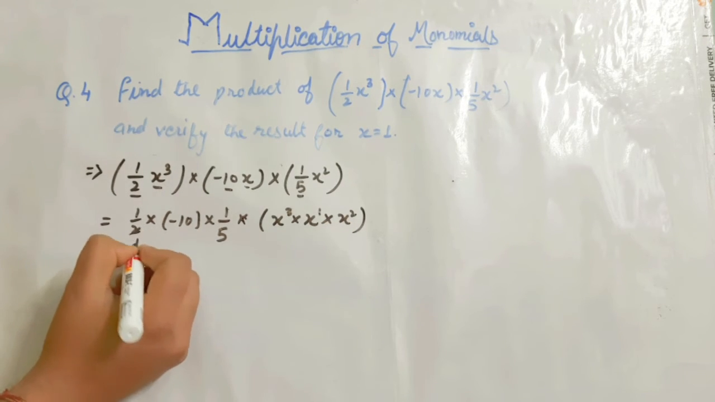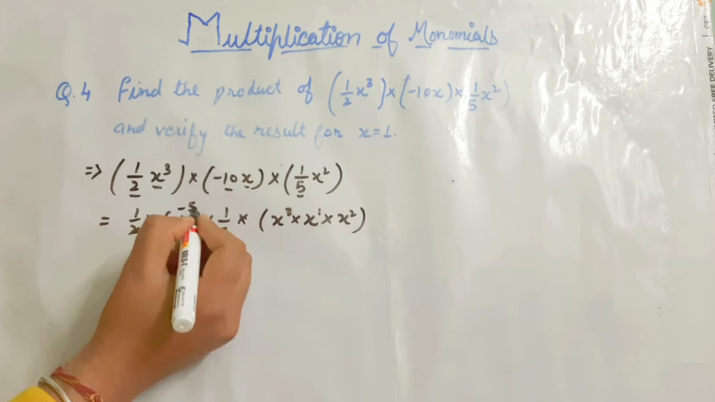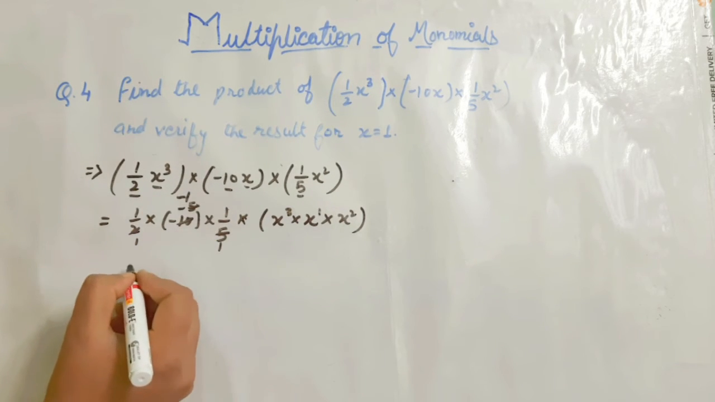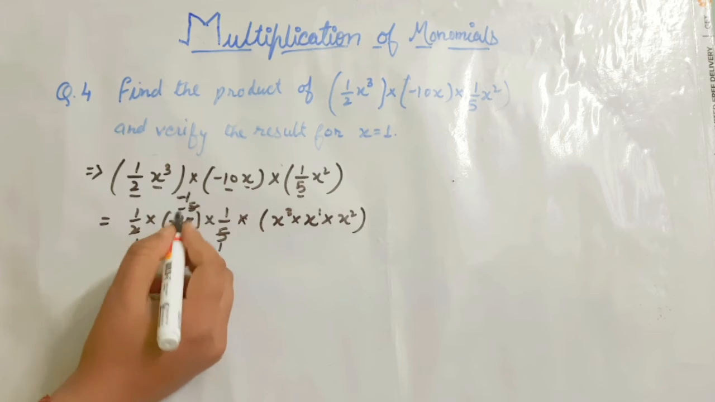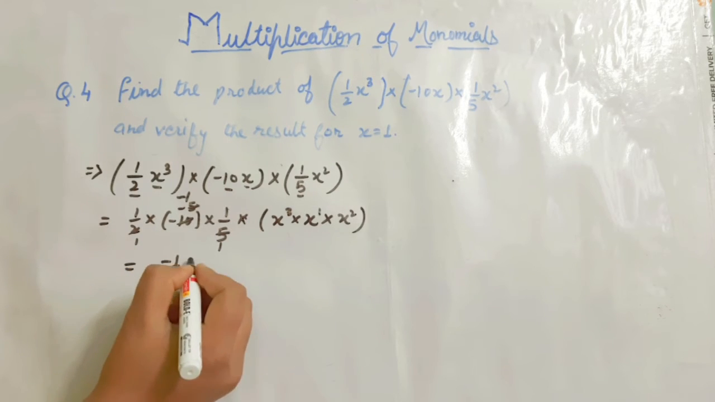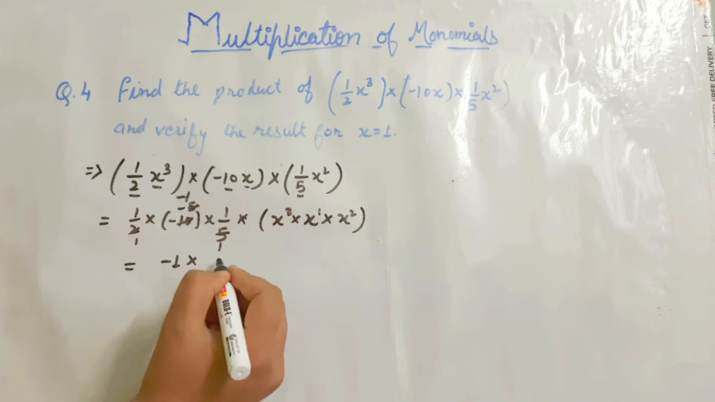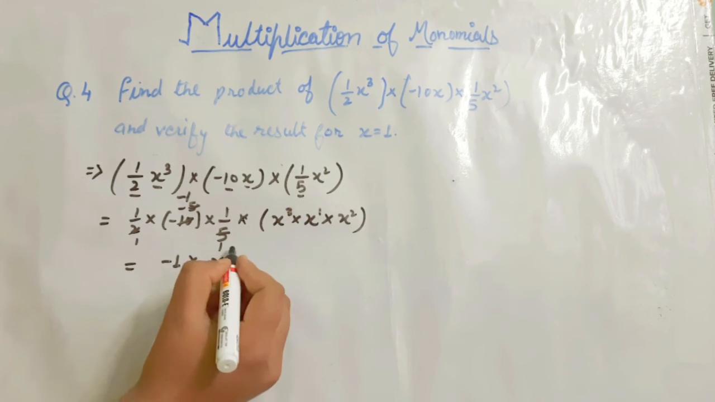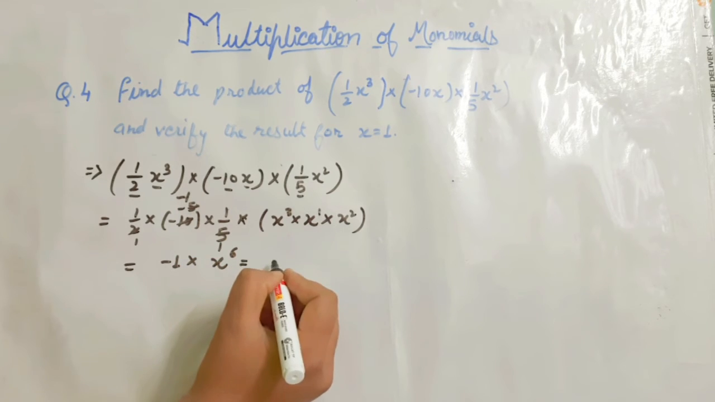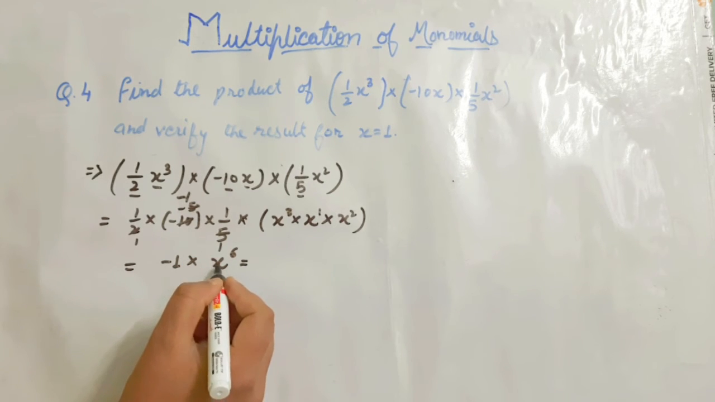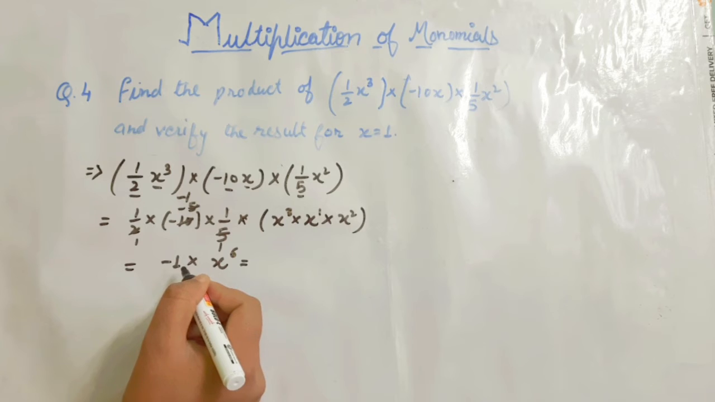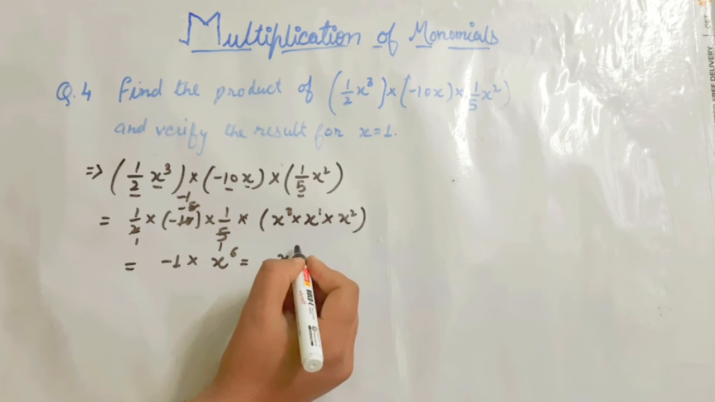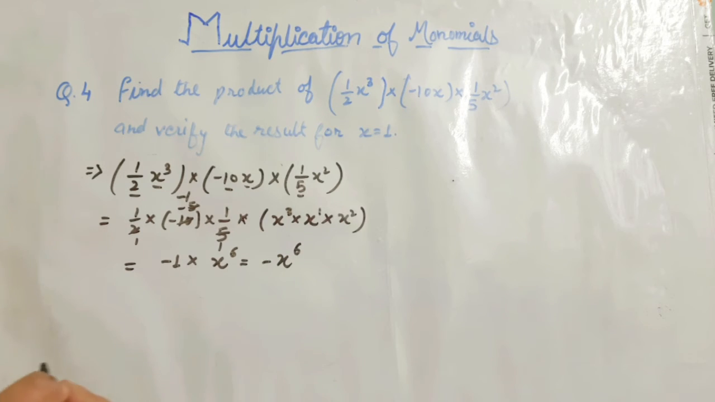Simplify it now. 2 ones are 2, 2 minus 5s are 10 and 5 ones are 5, 5 minus 1s are minus 5. So 1 ones are minus 1 multiplied by x raised to power 3 plus 1, 4 and 4 plus 2, 6. So the answer will be x multiplied by 1 will be x itself, and this can be written as minus x raised to power 6.